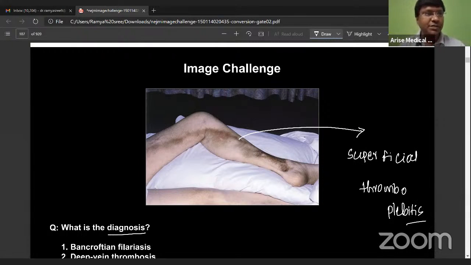Right? You have to suspect superficial thrombophlebitis. Okay. Right. Now we will move on to the next image.